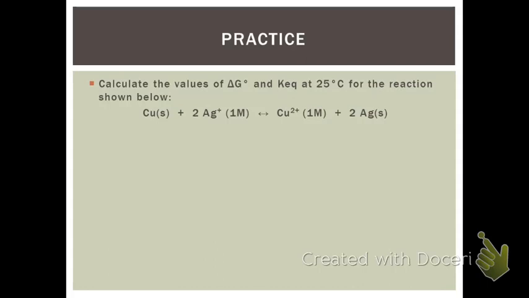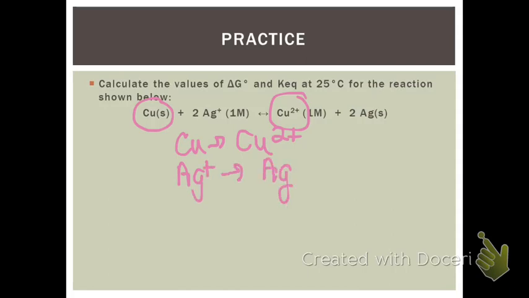So here's an example. Calculate the values of delta G naught and K at 25 degrees Celsius for the reaction shown below. Now the first thing I need to do is split these. So I have copper going to copper 2+, and then the other one I have Ag plus going to Ag. To balance them, I need to add 2 electrons to the first reaction, and I need to add an electron to the second one. However, to make the number of moles equal, I'm going to have to multiply the second half reaction by 2.